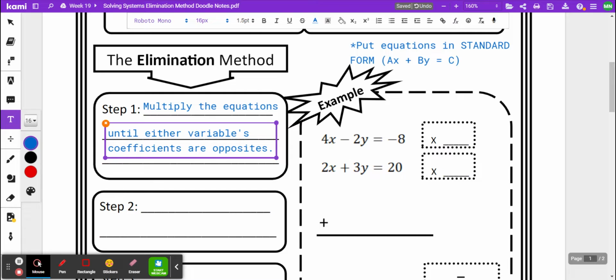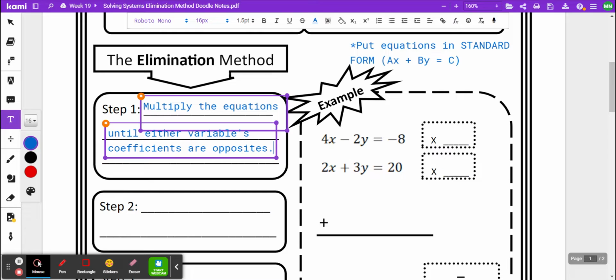Just like when we isolated variables for substitution, we isolated the easiest one. It didn't matter if it was x, it didn't matter if it was y. We went for the easiest route. So same thing when we do elimination. Let's go ahead and do this step.